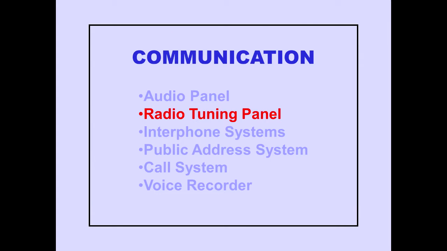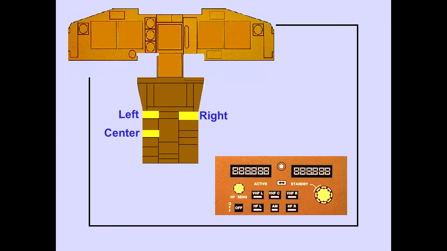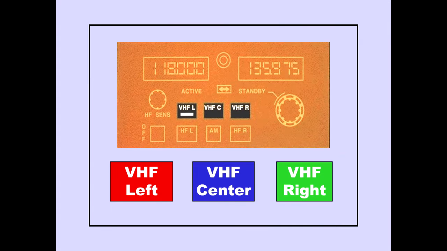Let's discuss the radio tuning panel. Three radio tuning panels are located on the aisle stand, designated left, center, and right. There are three VHF radios, designated left, center, and right.